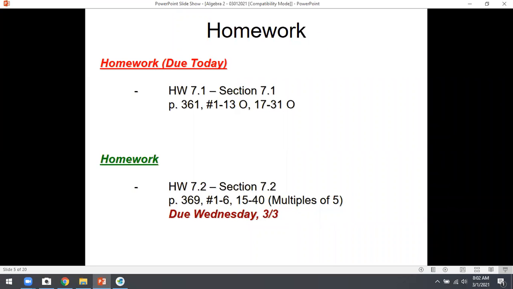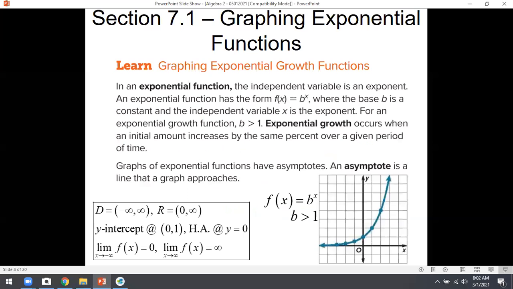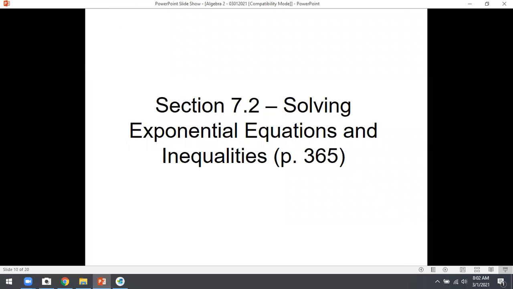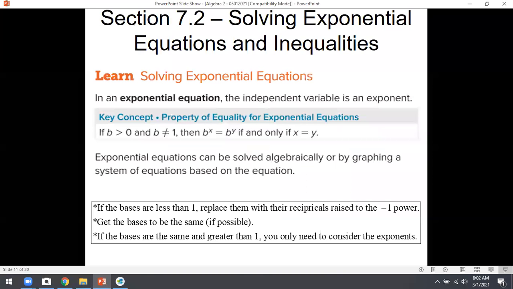Let's get going. We are doing section 7.2 today. Let's take a look at what it is. It's about solving exponential equations and inequalities. Found on page 365 of your book. And your problems, of course, would be not too far after that. All right, here we go. Let's get started. Section 7.2. Let's do it.